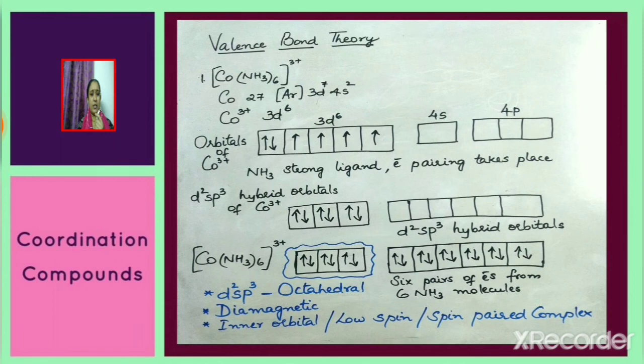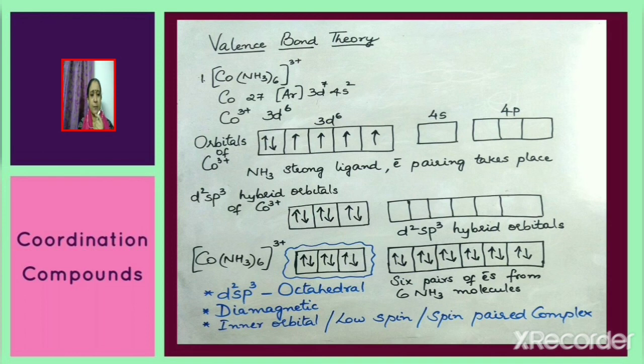Next, we shall learn about valence bond theory, which is used to explain the shape of complex compounds. Consider the first example, [Co(NH3)6]3+. The atomic number of cobalt is 27 and the electronic configuration can be written as [Ar] 4s2 3d7. In this complex ion, cobalt is in the +3 oxidation state. Therefore, the configuration of Co3+ can be written as 3d6.